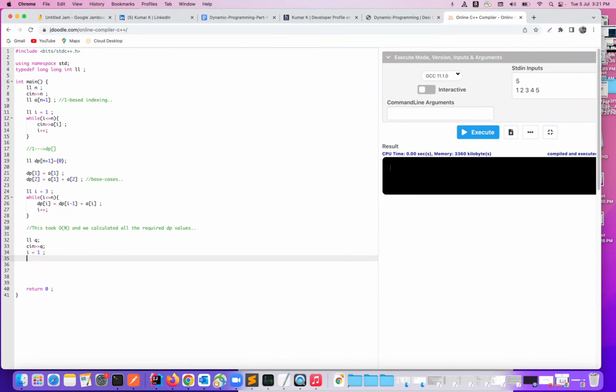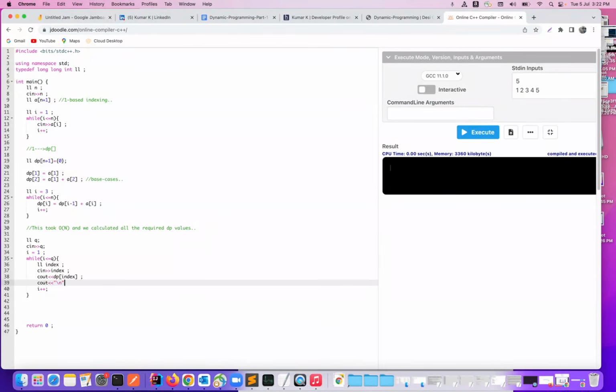Now let's travel through the queries and read each query. So what's happening in each query is that we take an index. Okay, we read that index, and what is the answer? Answer is simple. We already have the answer. In competitive programming, we call this technique the prefix sum technique or pre-computation technique. So it's nothing but dp of index.